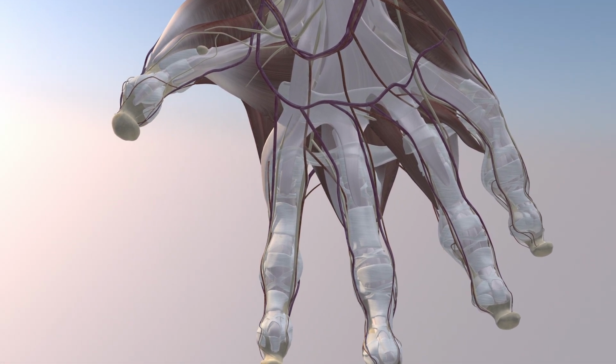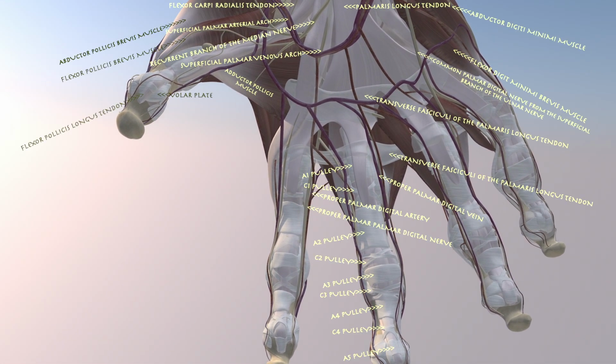Here we can appreciate the transverse fasciculi of the palmaris longus tendons, which bind those tendons together. Distal to the MCP joint, you can get a good look at those again.